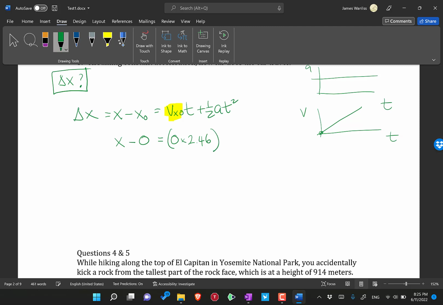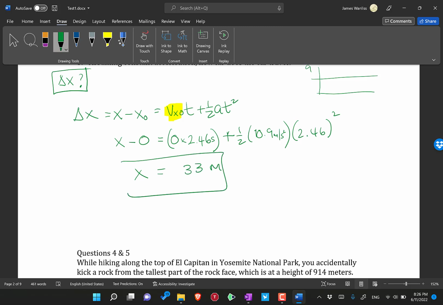0 times 2.46 seconds plus half acceleration, that is 10.9 meters per second squared, times t squared, the time taken for the entire thing that we're looking at, 2.46 seconds squared. Let's see, if we work that out, that works out to be x equals 33 meters. Done.